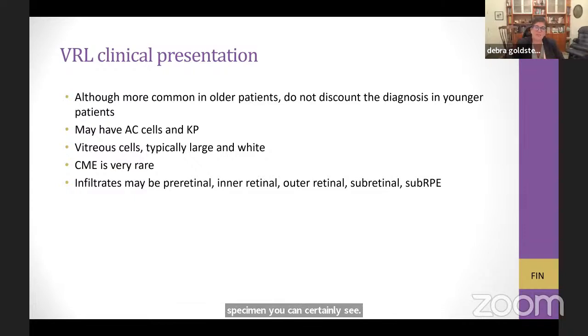You can have anterior chamber cells and KP. The vitreous cells, typically large, white, and chalky. I didn't mention, but the CME can occur, but it's very rare. And the infiltrates that we see can be anywhere in the retina. They can be pre-retinal, they can be intraretinal, very commonly outer retinal, and then what we classically think of, subretinal or sub-RPE. Thank you.